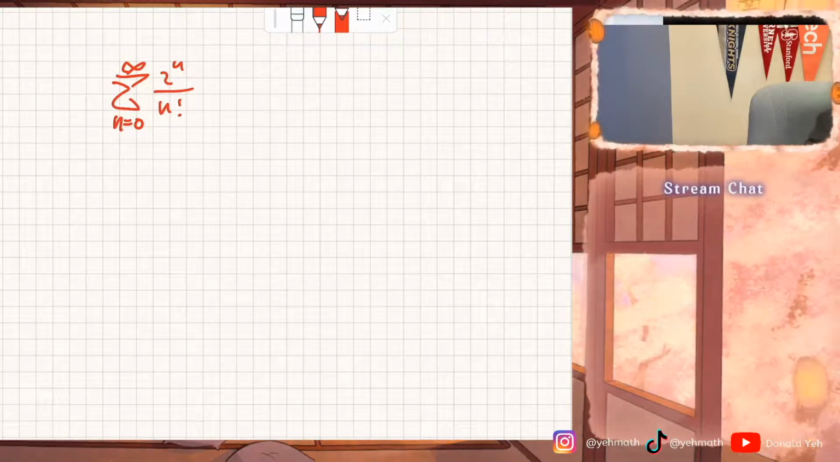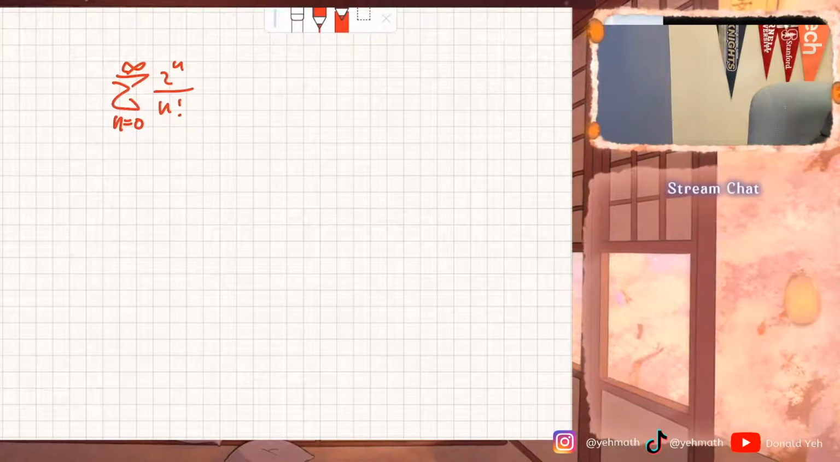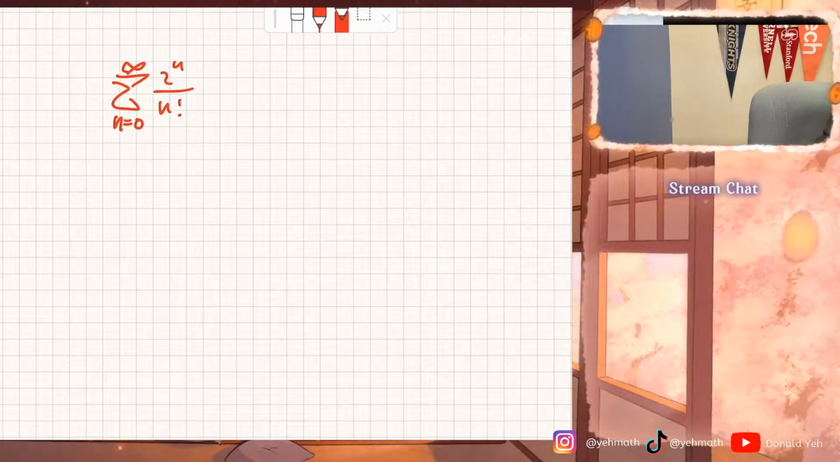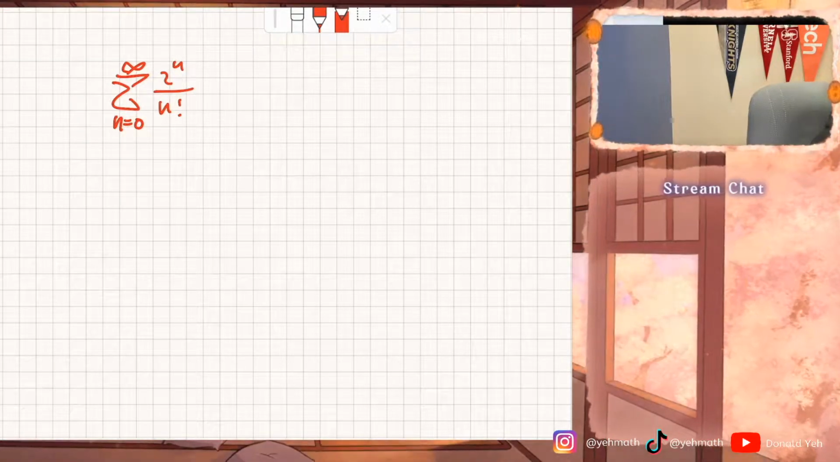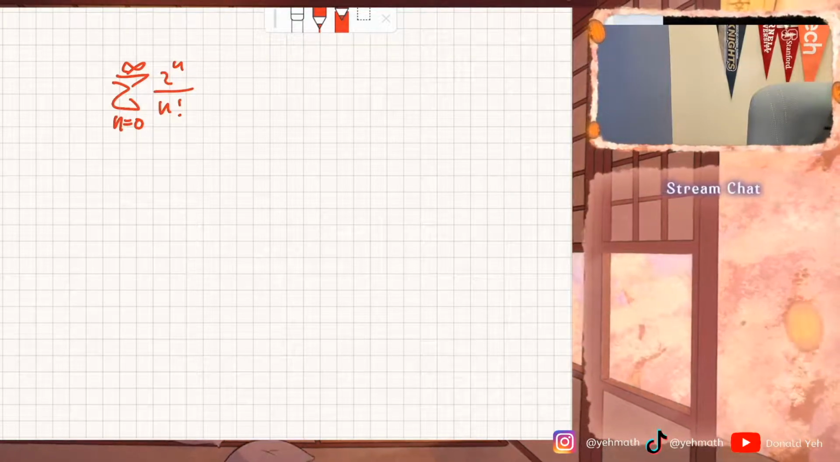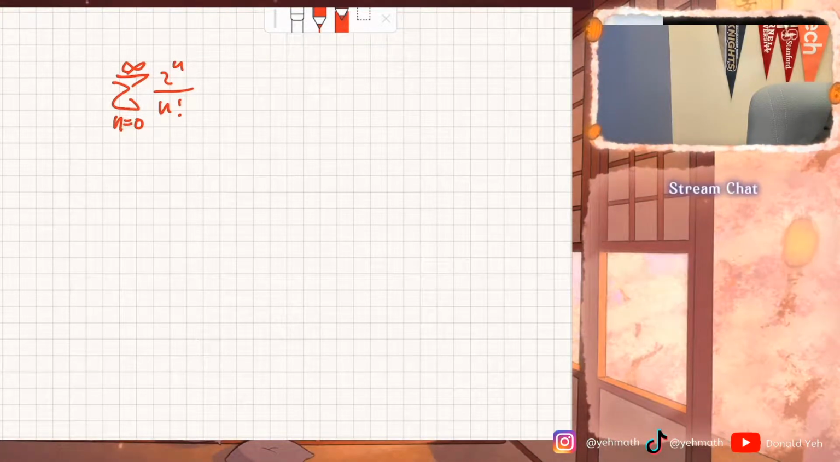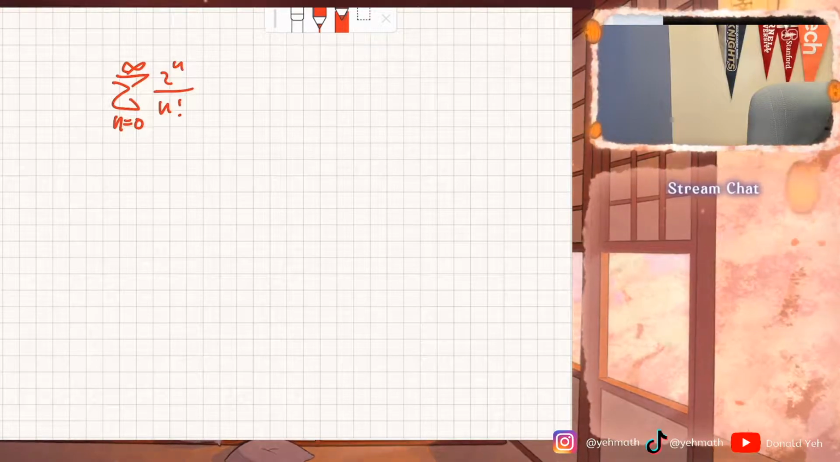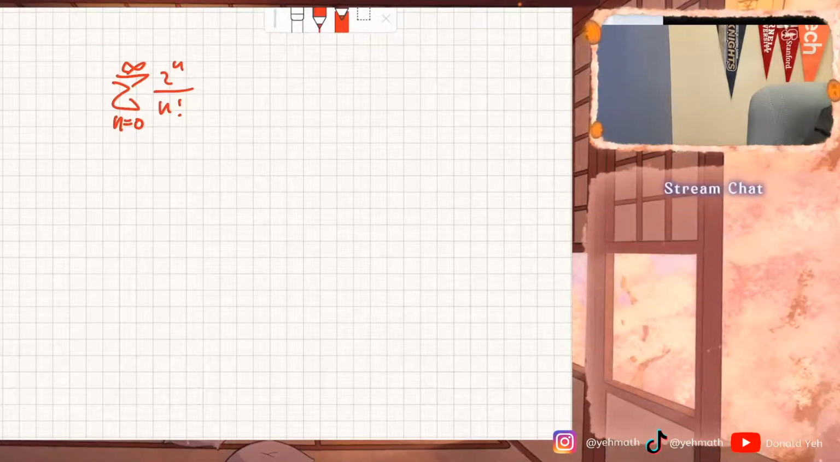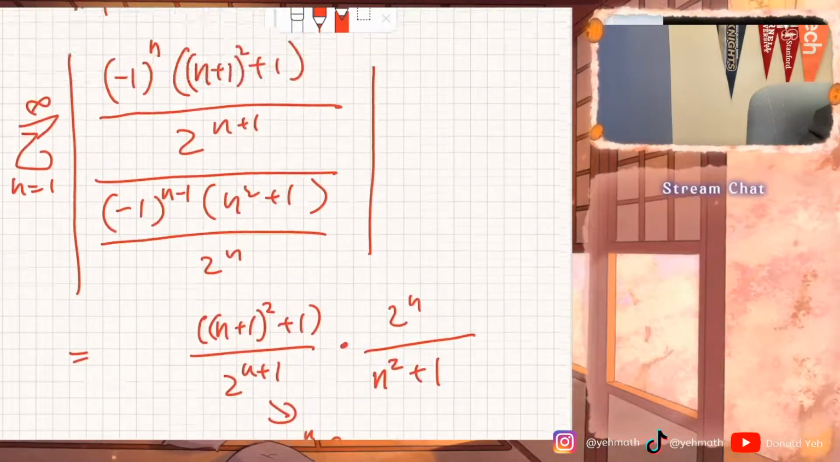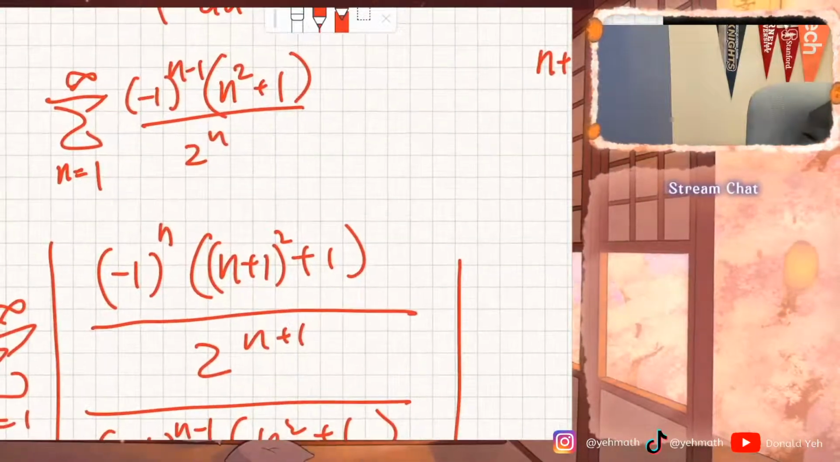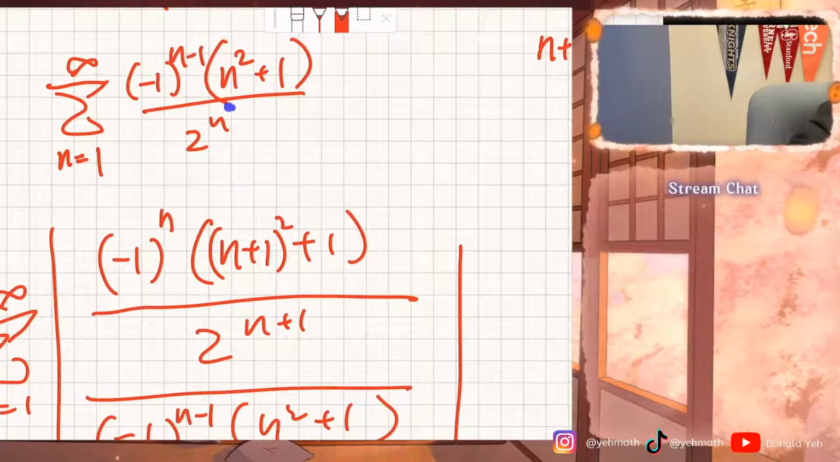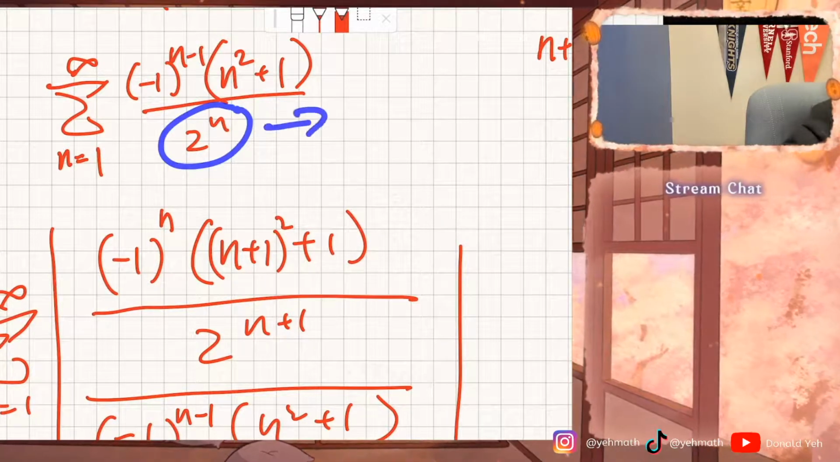Is there anything you have to do, or do you just go straight to the test? Yeah, just go straight to the test. The reason why I will choose the ratio test over other tests is because it has two criteria that Gabby is asking about. The last example I gave you has something to the 2 to the n. So this is the hint for the ratio test.